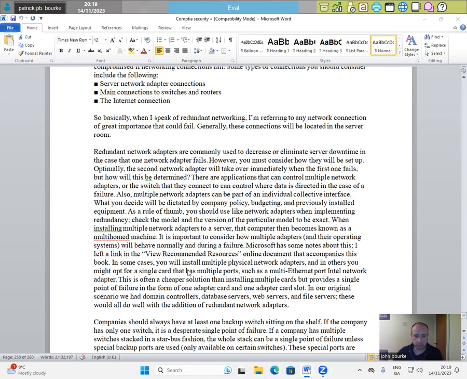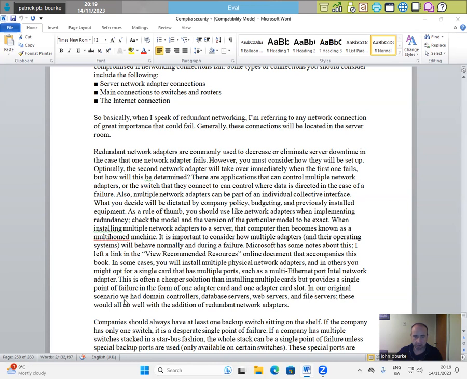In some cases, you will install multiple physical network adapters, and in others, you might opt for a single network card that has multiple ports, such as a multi-Ethernet port Intel network adapter. This is often a cheaper solution than installing multiple cards, but provides a single point of failure in the form of one adapter card and one adapter card slot.